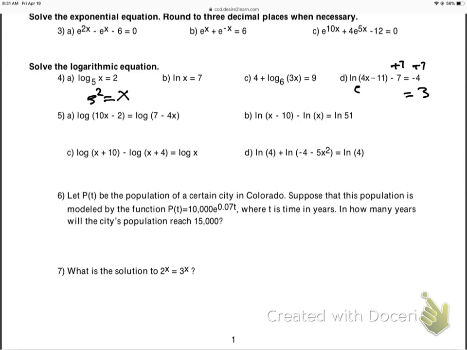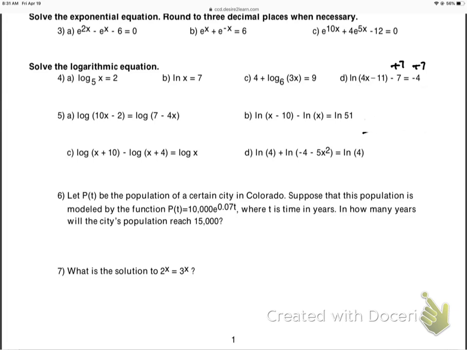So again, because that's base e, we have e to the 3 equals 4x minus 11. Okay, if I add an 11, divide by 4, that'll give me the answer. Now, that's just a quick recap of what we did before.